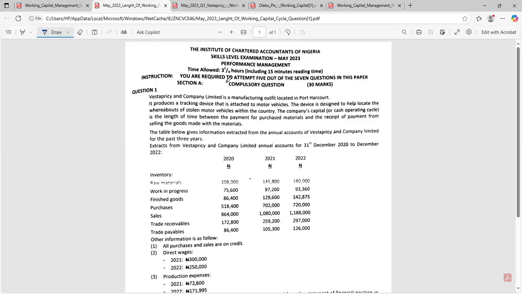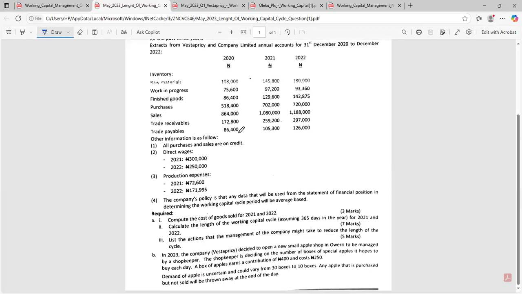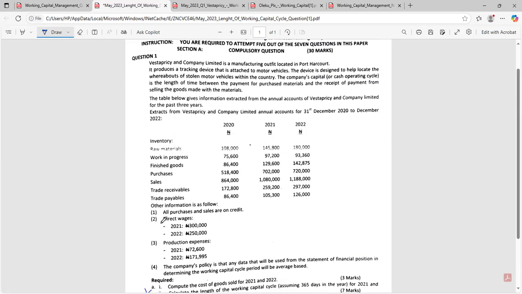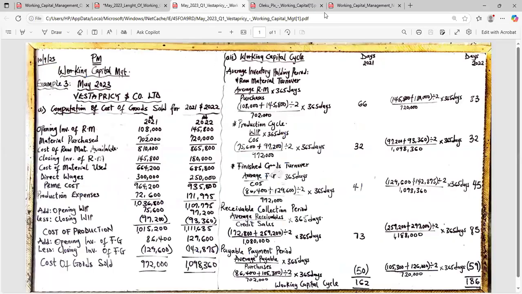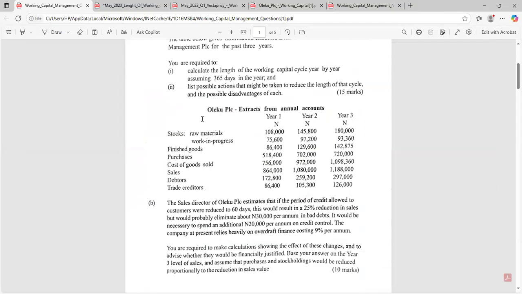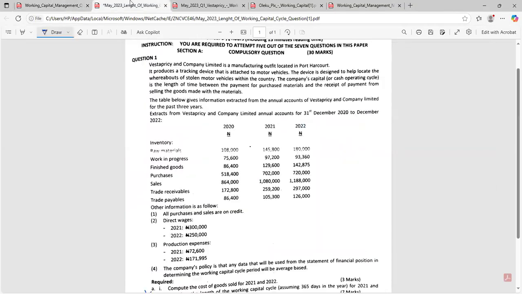Now, this question I want to solve is a PM question tested in May 2023, Vestapricy. These are the requirements of the question. We're only going to be working with part A of this question. Please stay with me as I do justice to this question. If time permits, I'm going to try to solve Oleku. I think I have it here. This is Oleku. So let's just see what we can do first.